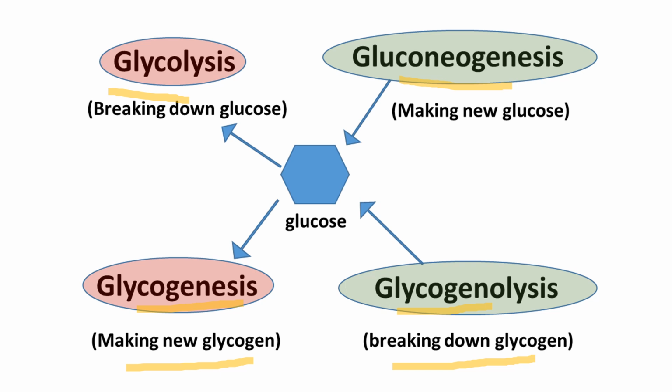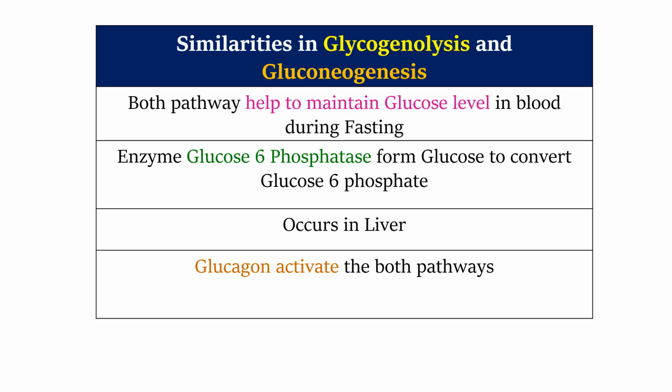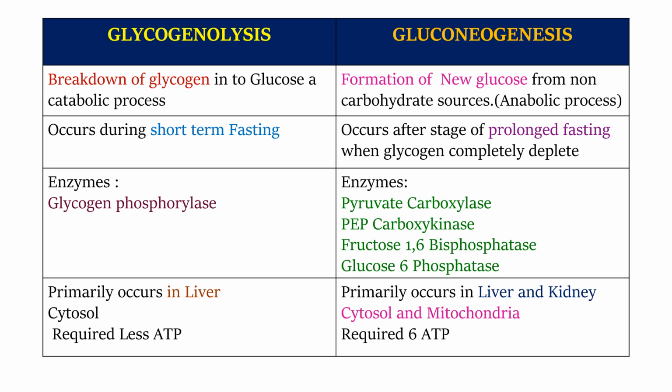So both pathways have some similarities. Let's discuss the similarities between both pathways. In glycogenolysis and gluconeogenesis, both pathways maintain glucose level in blood during fasting, and the glucose 6-phosphatase enzyme converts glucose 6-phosphate into glucose, and this enzyme is present in both pathways. Both pathways occur in the liver, and glucagon activates glycogenolysis and gluconeogenesis.